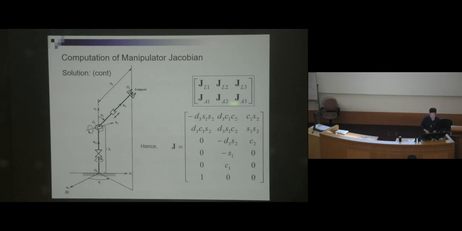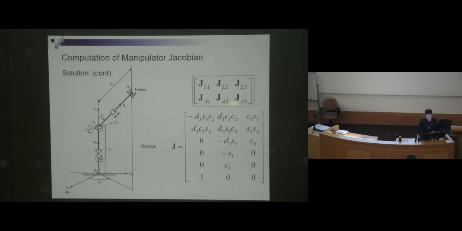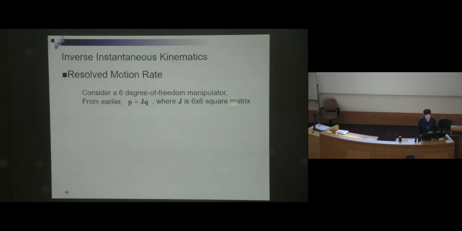So with this Jacobian matrix, you will be able to determine the end velocity based on the joint velocity, and then you can actually do it in a reverse manner also. You can also do it in the reverse manner if the matrix is not singular. Okay? If you can find the J minus 1, J invert.